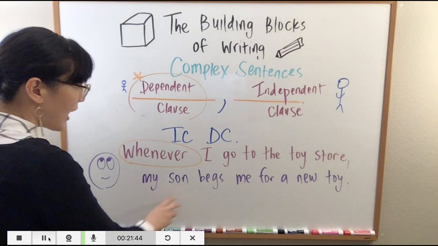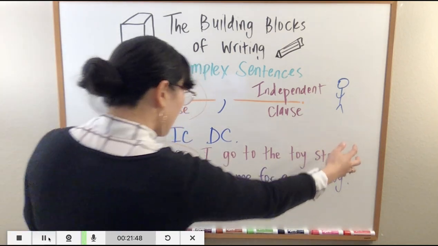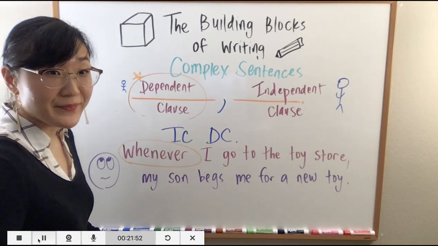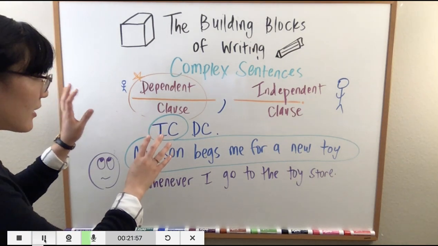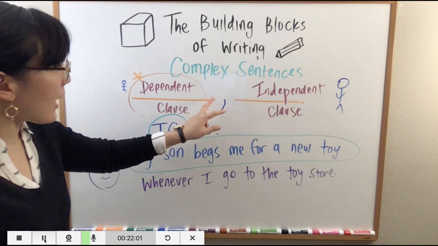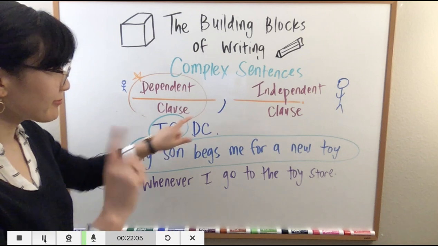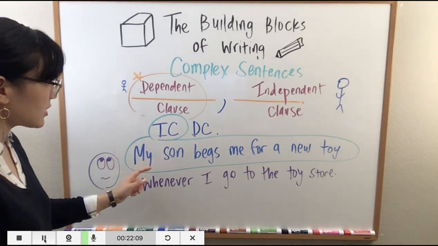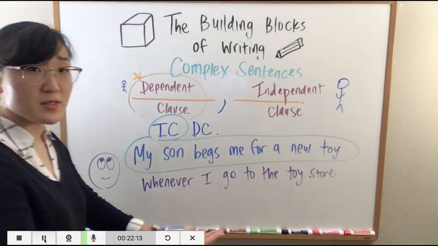If I wanted, I can change this. I can cut this and put it at the bottom here. So let me do that for you right now. Okay, so same sentence, same idea. All I'm doing is reversing these. So when you have your independent clause first, because it's strong enough, you don't need a comma, nothing in between. So now my independent clause first: my son begs me for a new toy. I can have that as my own sentence.